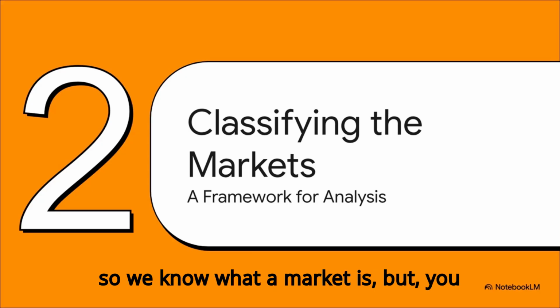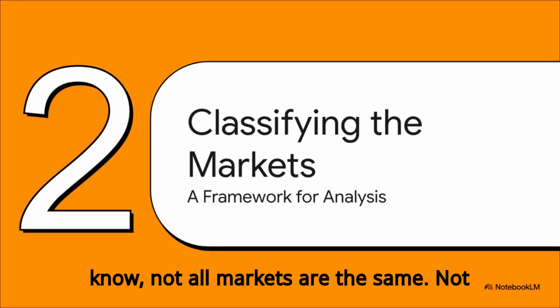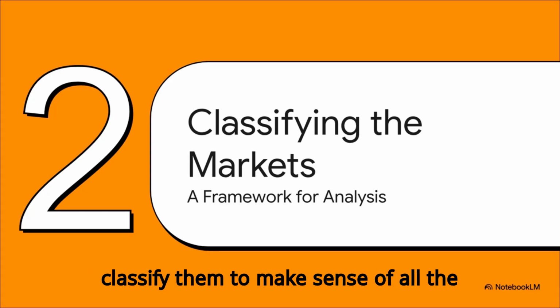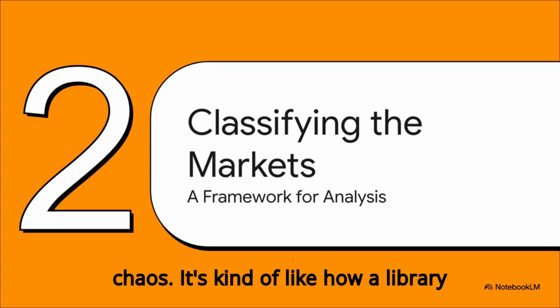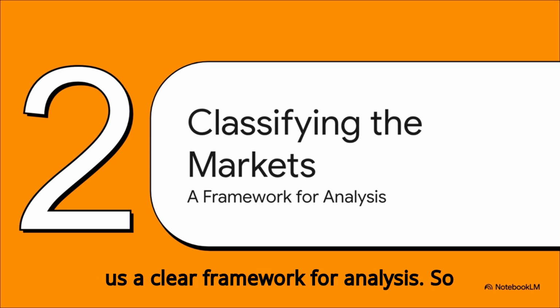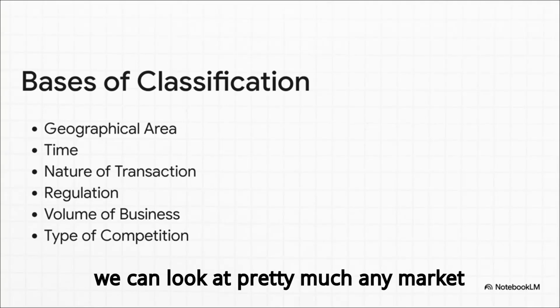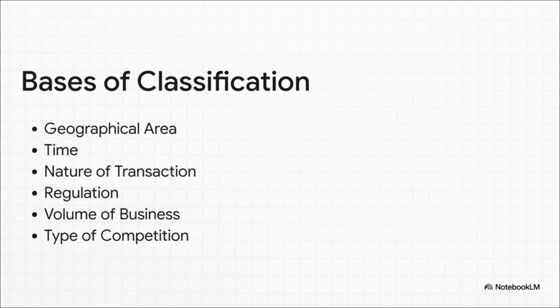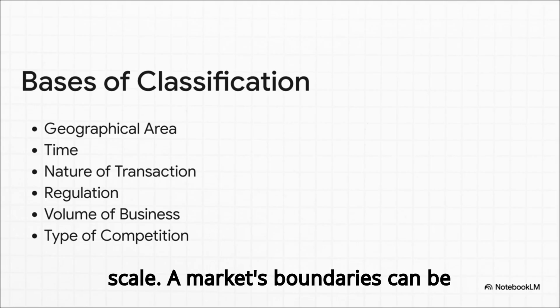Okay, so we know what a market is, but not all markets are the same. Not by a long shot. Economists love to classify them to make sense of all the chaos. It's kind of like how a library organizes books by genre. It just gives us a clear framework for analysis. So we can look at pretty much any market through these 6 different lenses to get a really good handle on how it operates. Let's kick things off with geography and scale.